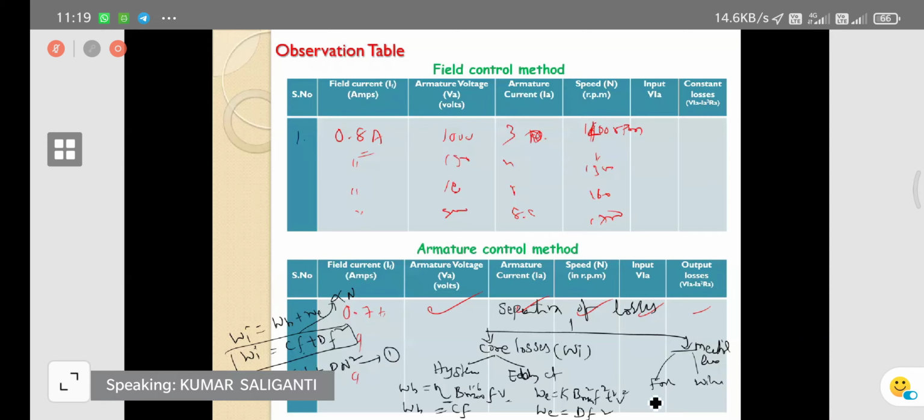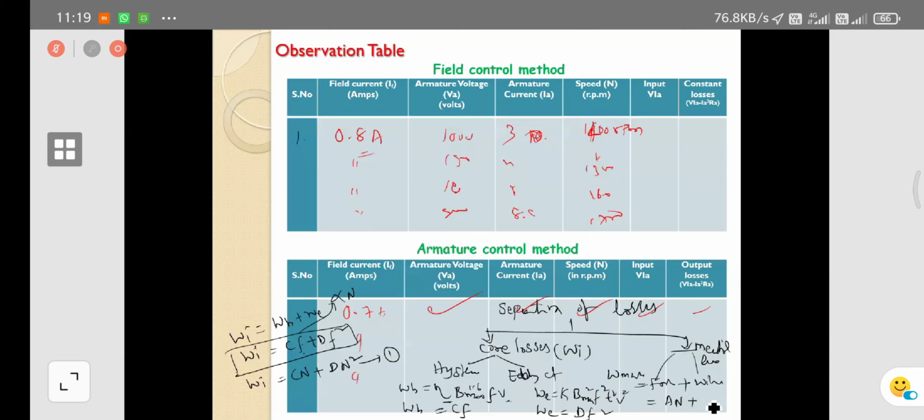Similarly, what about the mechanical losses? The friction and windage losses combine to give the mechanical losses. The friction loss is proportional to the speed of the motor armature, so take A n, plus B n square, since the windage loss is proportional to the square of the speed. So this is the mechanical losses, and this is the second equation.